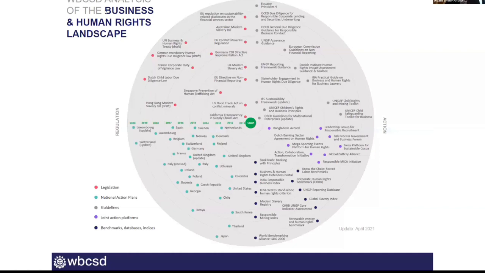Now, this map was produced already 2 or 3 years ago in 2021, and it sets out some of the different initiatives around business and human rights. You can see that there's some legislation there, some national action plans, which are basically government policy documents, other authoritative guidance, joint action platforms, and different benchmarks and databases. And all of those different dots spreading out from the middle are showing what has been introduced in different years, starting way back in 2011.